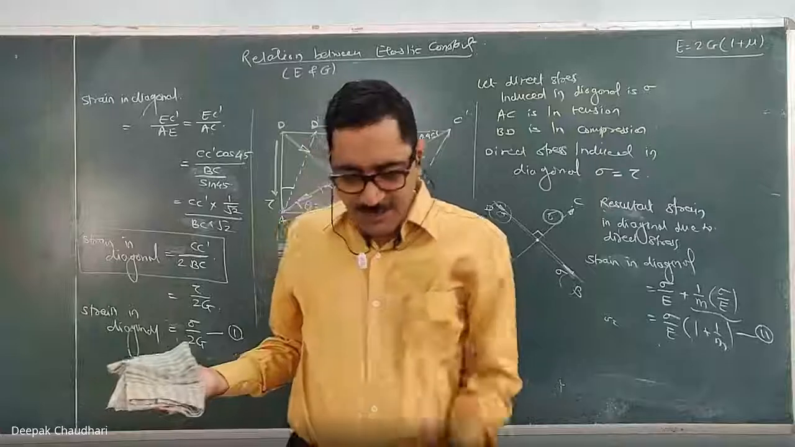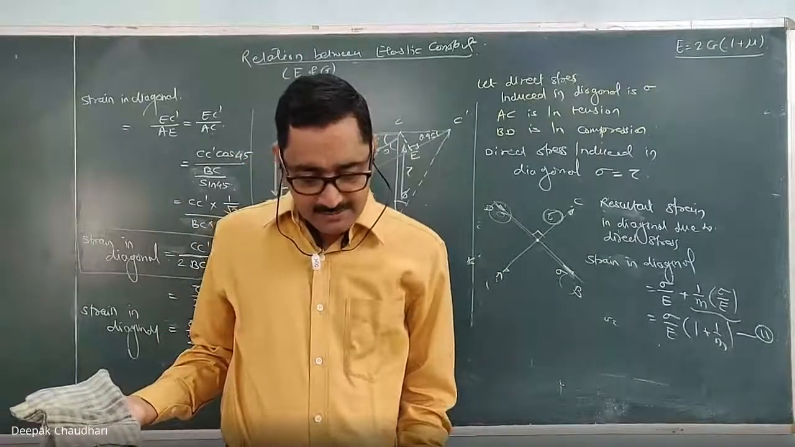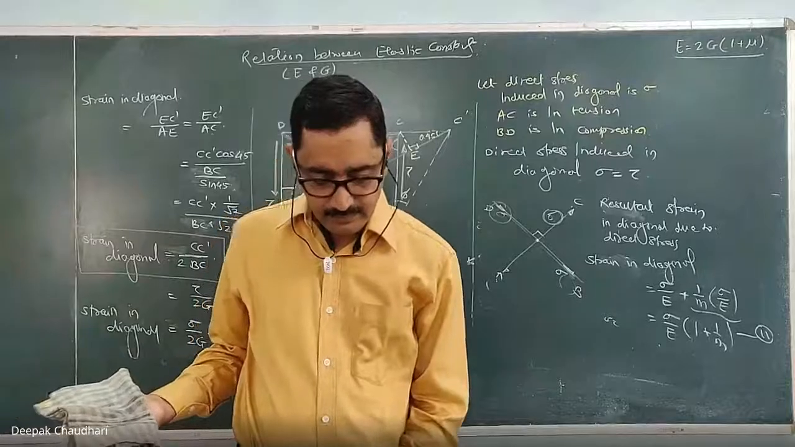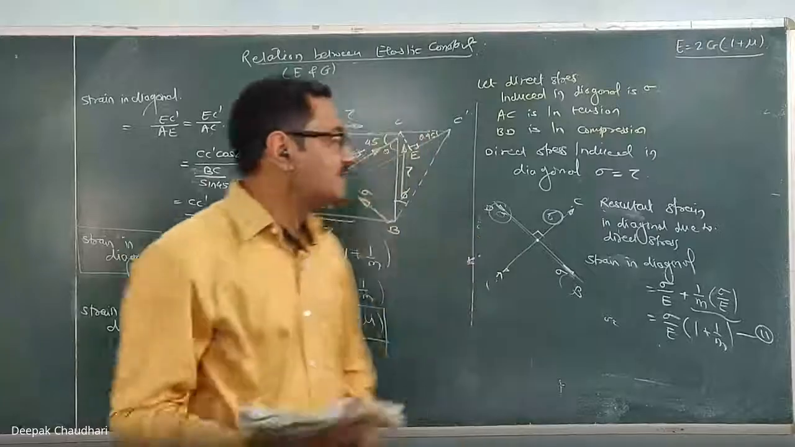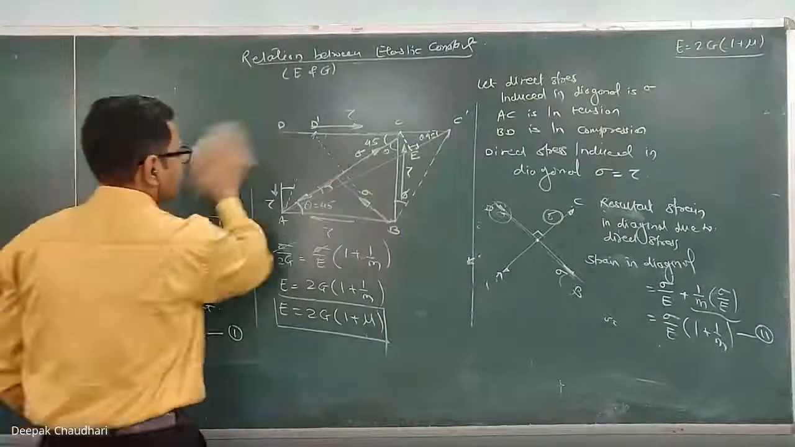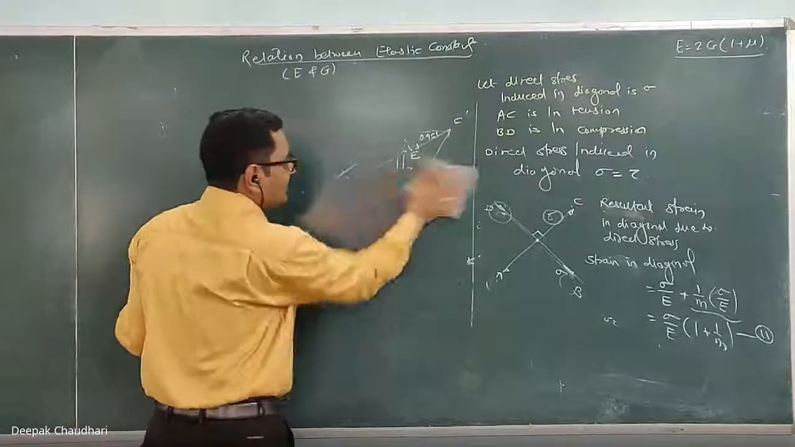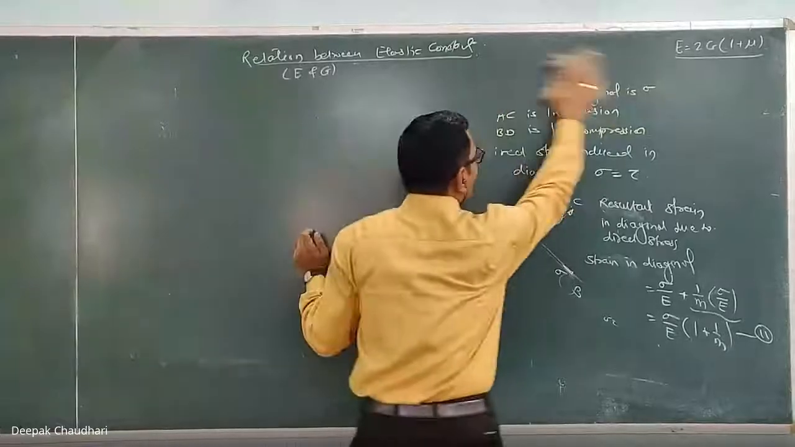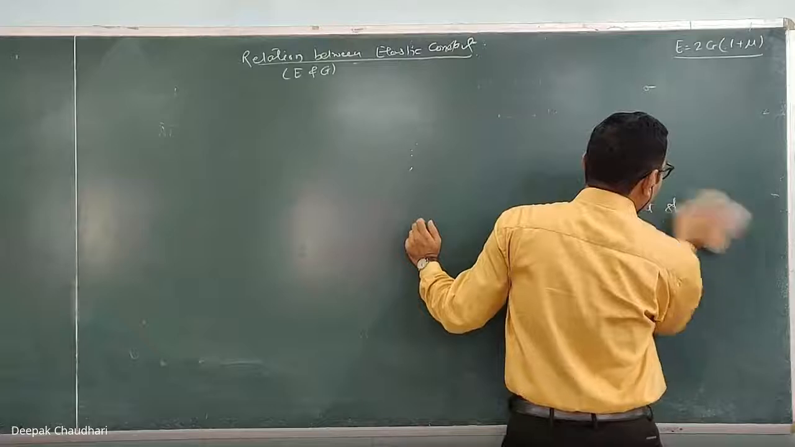Now, the next part which you have to study is the relation between the bulk modulus and the elastic modulus, that is, the modulus of elasticity and the bulk modulus. Before this, I will explain what the bulk modulus is. The bulk modulus is also one of the elastic constants, or you can say a property of the material, which is related to the compressibility.